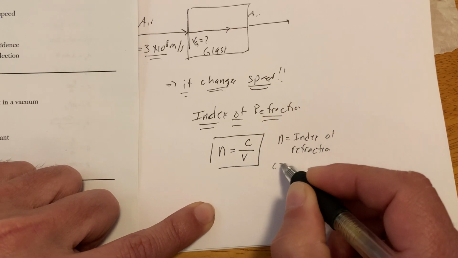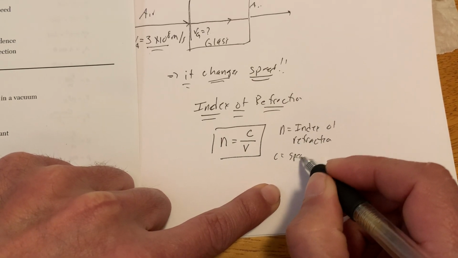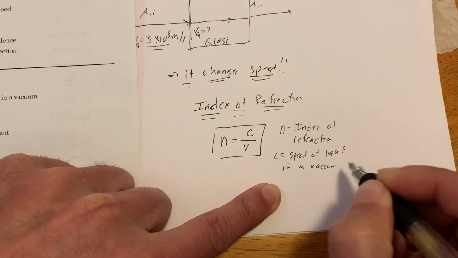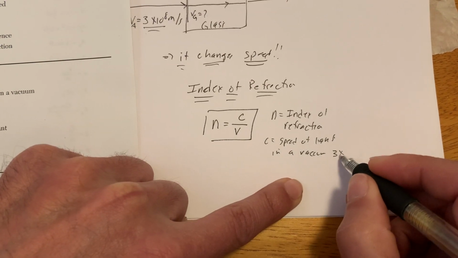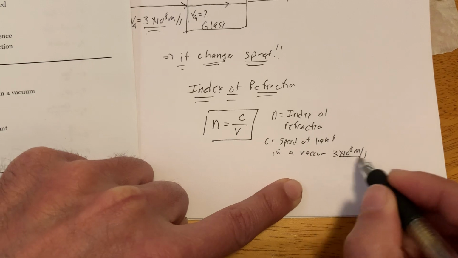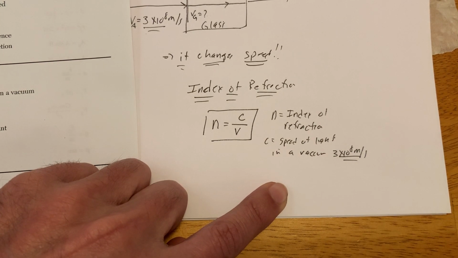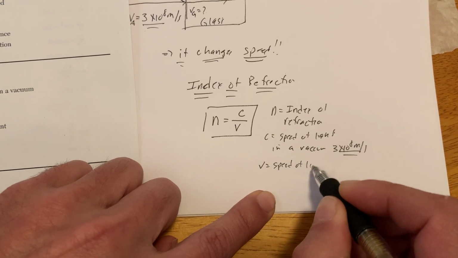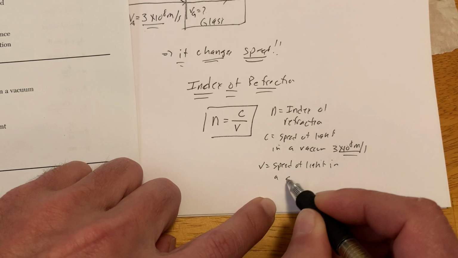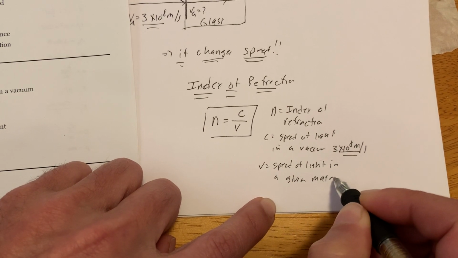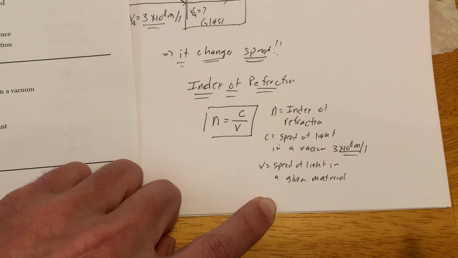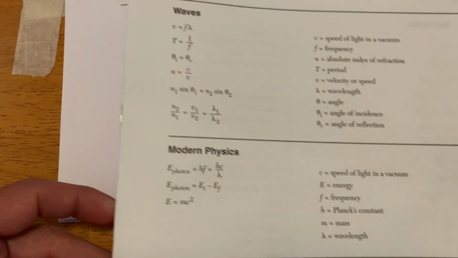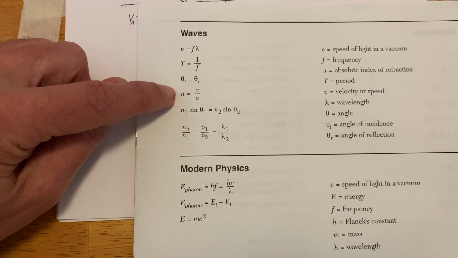What is C? Well, C is the speed of light in a vacuum, which we know the value of. That's 3 times 10 to the 8th meters per second. Nothing travels faster. So what is V now? This V is the speed of light in a given material. Okay, so now let's take a look. First, here is the equation on the reference table. N is equal to C over V.